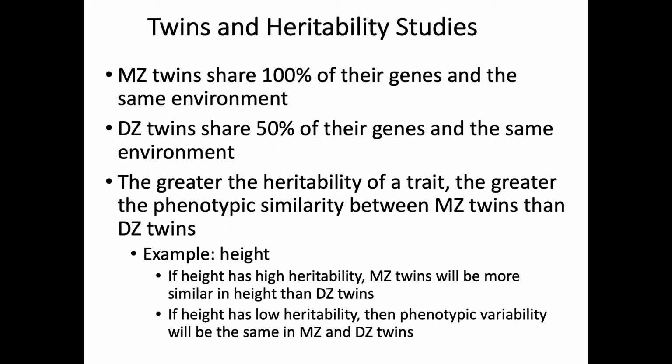Height is an example. If height is mainly determined by genes, then identical twins will have more similar height than dizygotic twins. But if genetics does not contribute much to height, then the height variability will be the same in identical twins, that's monozygotic twins, and in dizygotic twins.